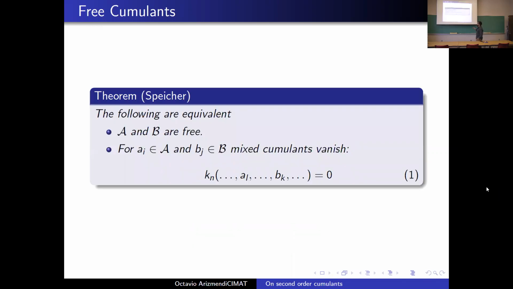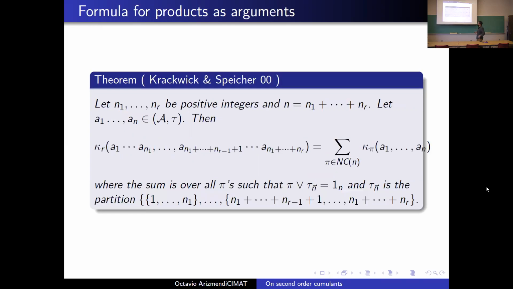One of the things that was mentioned yesterday in Peilung's tutorial was that mixed cumulants vanish, meaning that if I have elements in two algebras and I have a cumulant which has at least two entries in different algebras, then this is zero. I am repeating many things because then I will give the second order version of this, which will be exactly the same but with a second order functional.